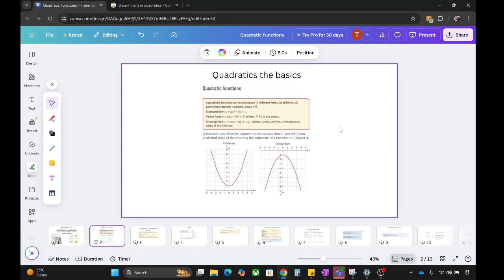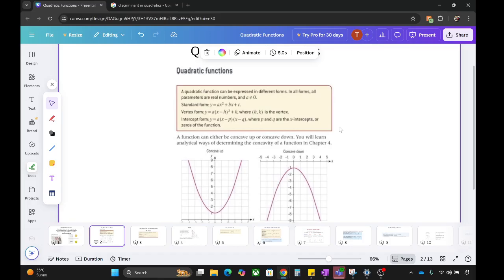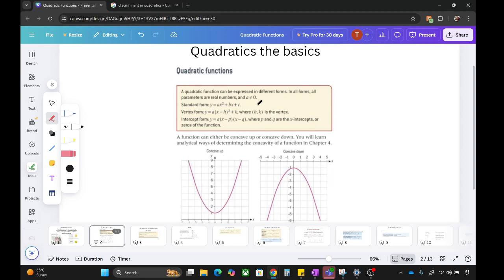So let's go over the basics of quadratics. A quadratic function can be expressed in many different forms. The three forms that are most common can be seen over here. First is your standard form, which I hope you all know by now. It's ax squared plus bx plus c. That's how you write any single quadratic in standard form. But then you have another form and another form after that.